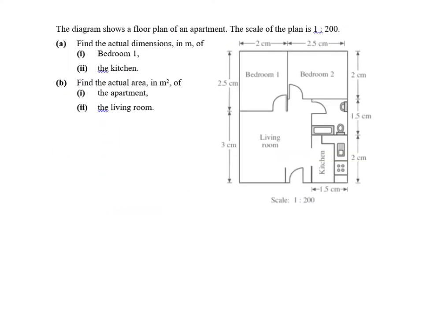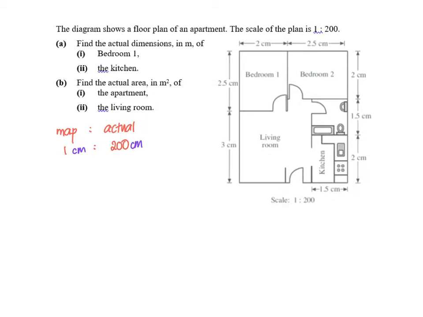This diagram here shows the actual floor plan of an apartment. The scale of the floor plan is 1 is to 200. Meaning, map is to actual is 1 is to 200. But no units to begin with. So what do we write? We put cm to start off, right? Then they tell me find the actual dimensions.